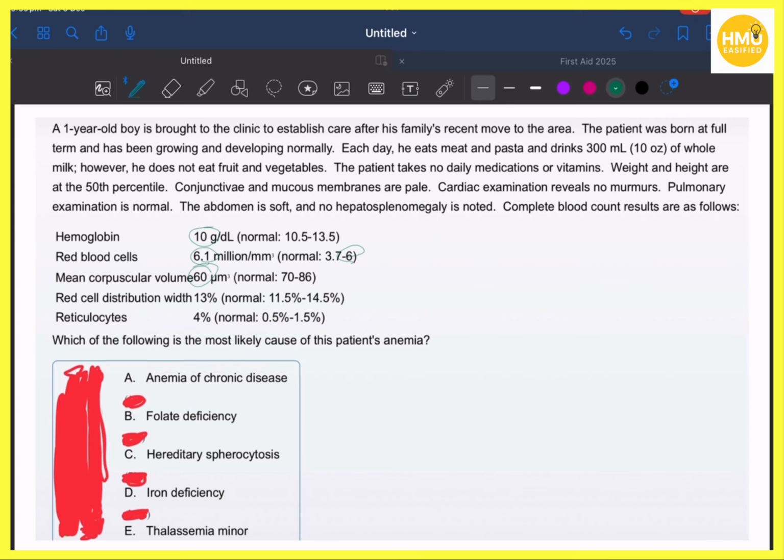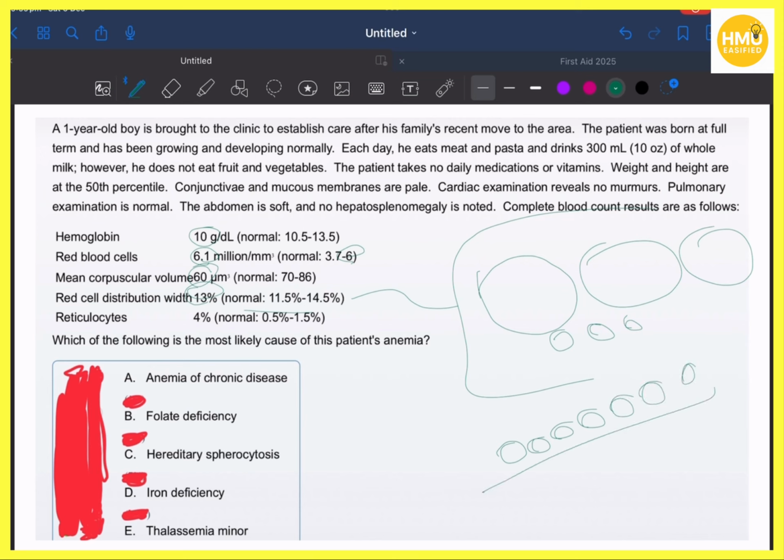RDW, which is red cell distribution width, basically means the variation between the sizes of the RBCs. So, for example, if someone has very big RBCs and small ones in the same population, they have high RDW, but this patient has normal. So all of them are similar in size in this patient.